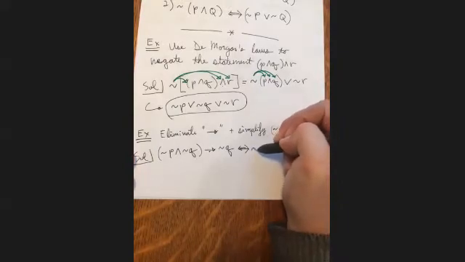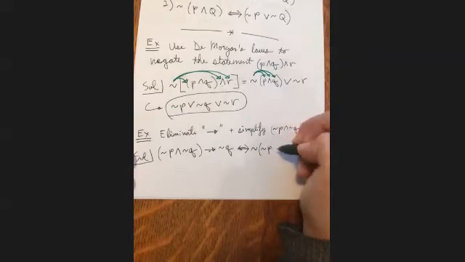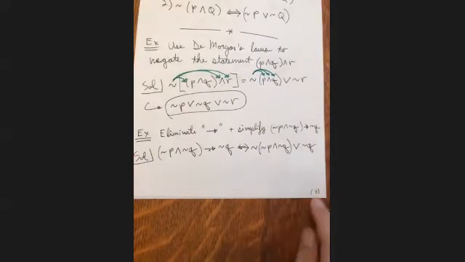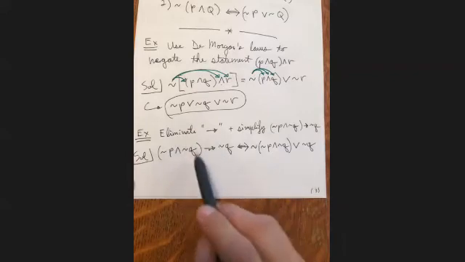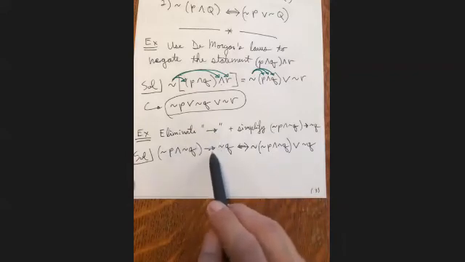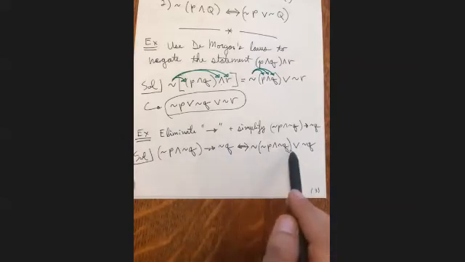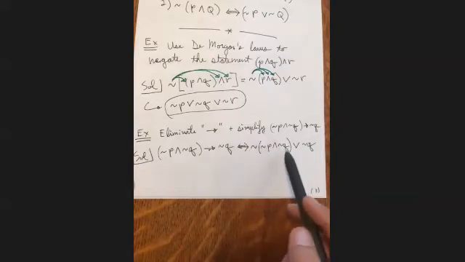So we negate the first part, the premise, which is this whole complex statement. And then we replace the implication symbol with an or. So that first step, we eliminated the implication symbol by negating the first part and then replacing the implication with an or. Now we need to simplify, and here we'll use De Morgan's laws.